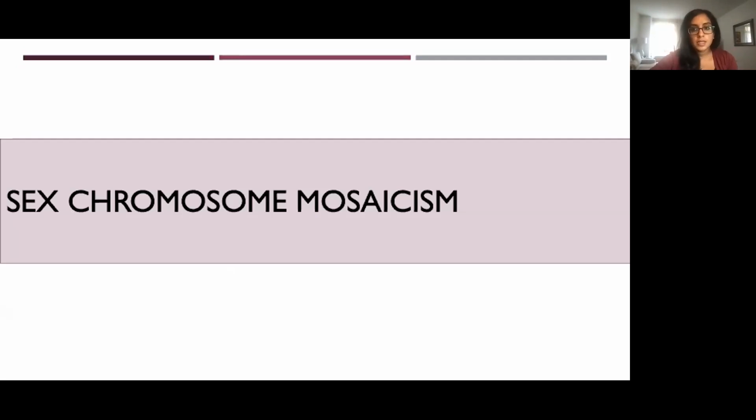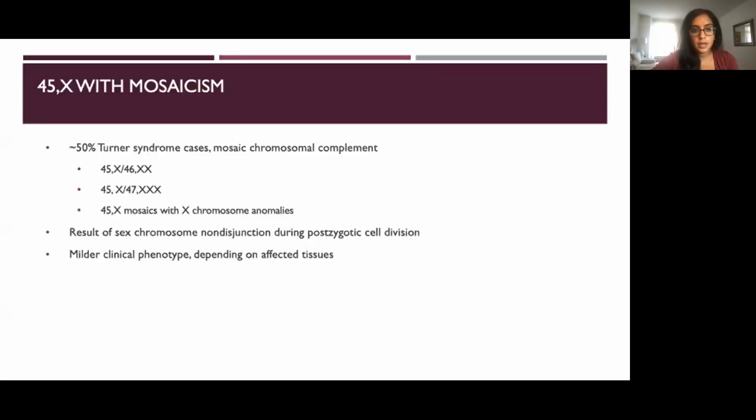In terms of the sex chromosome mosaicisms, Turner syndrome is sometimes seen as a mosaic, and it's seen actually in 50% of cases. You can have 45X with 46XX, 45X with 47 triple X, or 45X mosaics with X chromosome anomalies. And this is the result of sex chromosome non-disjunction during the post-zygotic cell division. And you may see milder clinical phenotypes depending on what tissue is affected.